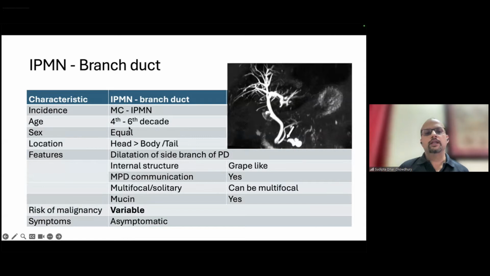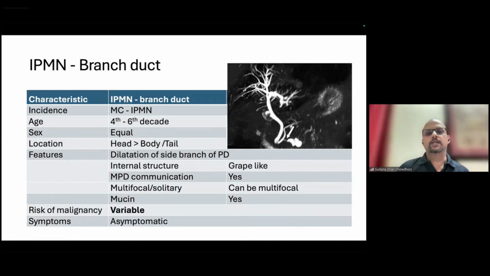The other variant is branch duct IPMNs. These usually occur in the 4th to 6th decade of life and have equal sex distribution. Again, these are also in the head. They usually present with a dilatation of a side branch of the pancreatic duct. The internal structure is similar to that of a main duct IPMN, and communication with the main duct exists. This can also be multifocal and have mucin. The risk of malignancy in branch duct IPMN is much lower than that of a main duct IPMN.